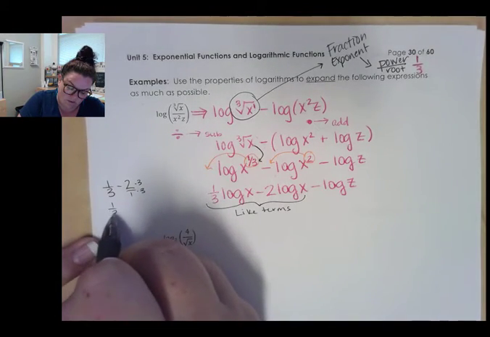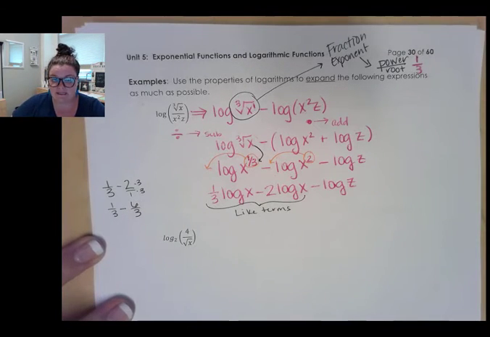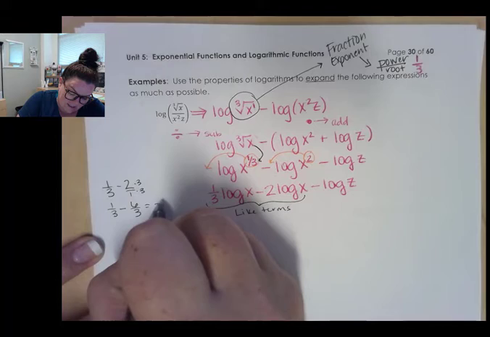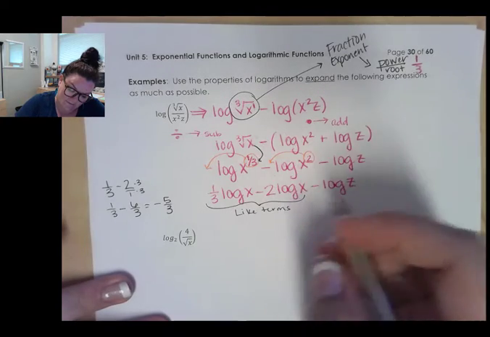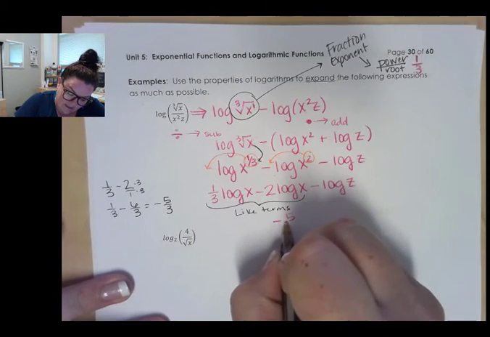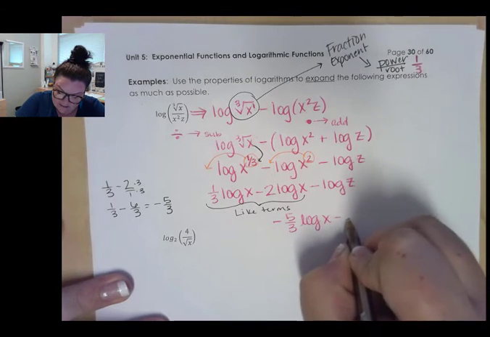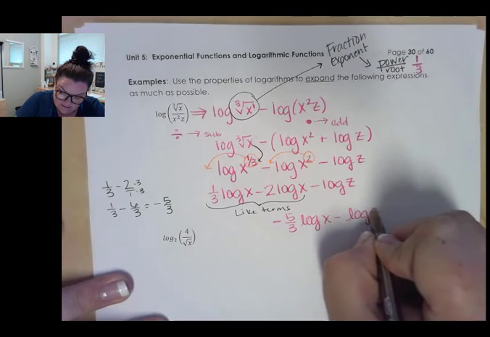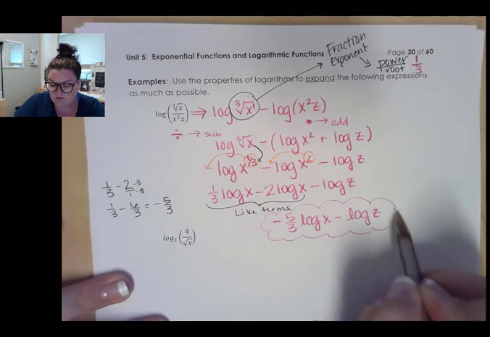So this is 1/3 minus 6/3. Right? 1/3 minus 6/3 gives me negative 5/3. So when I combine my like terms here, I end up with negative 5/3 log x minus log z. Okay? And that's as far as I can go.